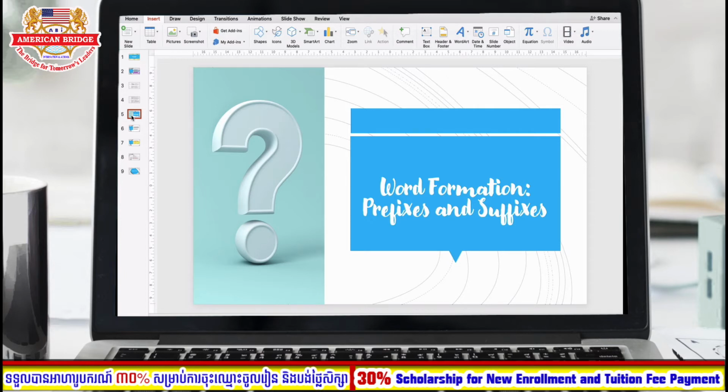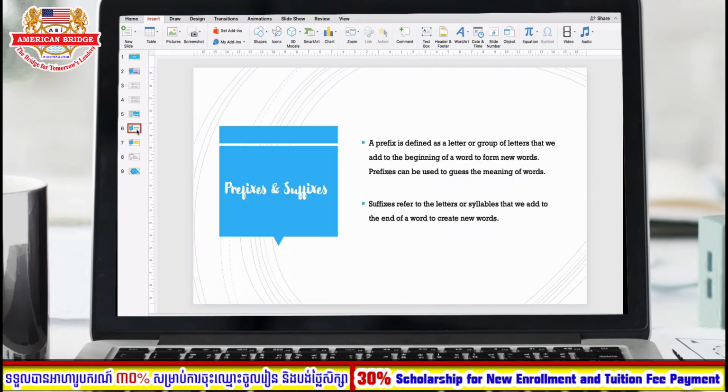To do this word formation process, you need to understand two things. The first one is prefix and the second one is suffix. So here are the definitions of the words prefix and suffix.